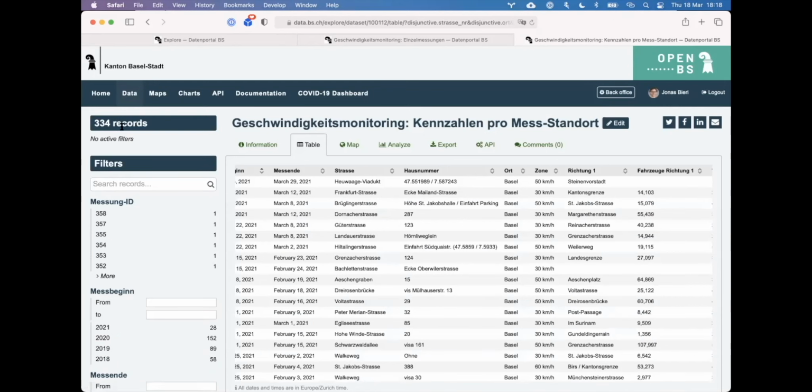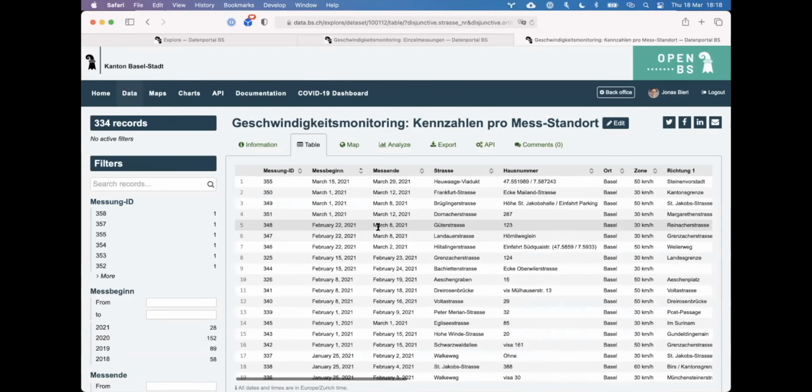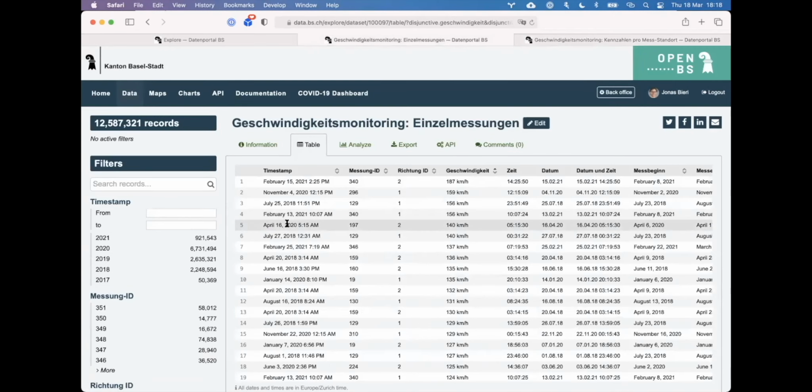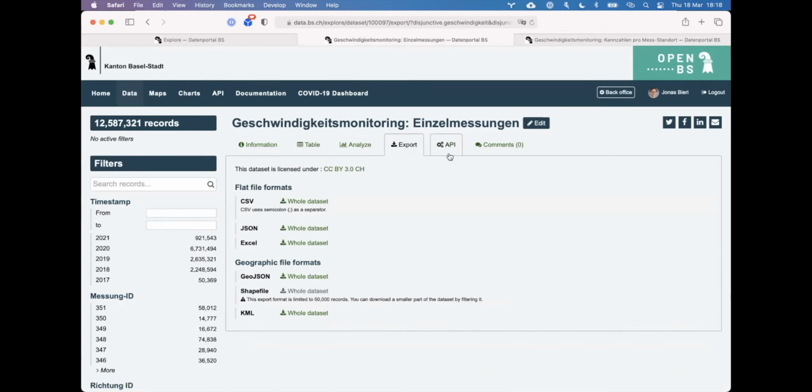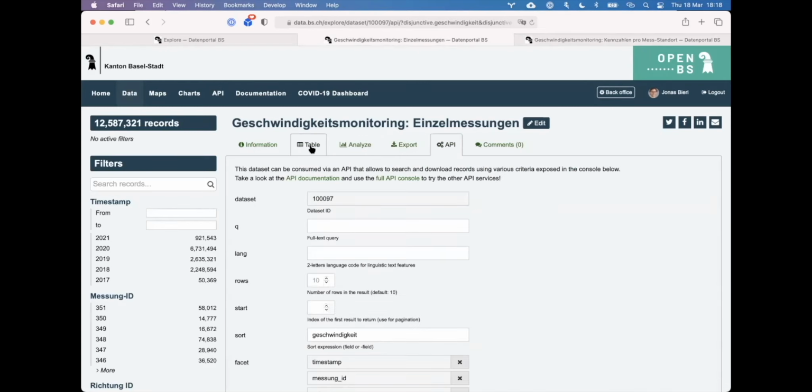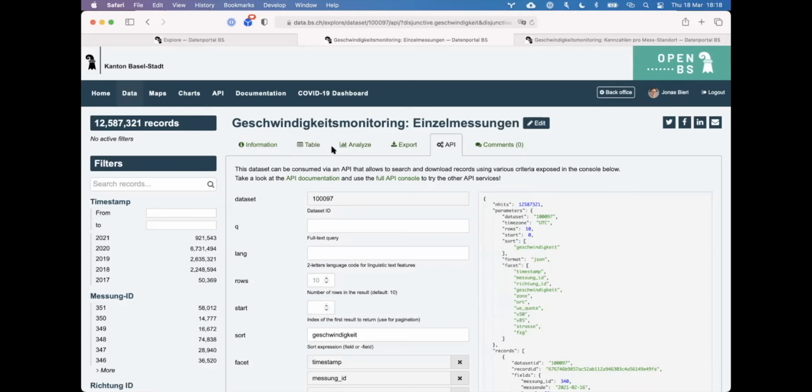So you can use these data, and all in all, how many do we have? How many measurements? 334 of these measurements that lasted a couple of weeks. And these resulted in 12.5 million single vehicles being measured there. Cool. So you can export this data, or you can use the API and do whatever you want with it. You can create a visualization or a statistic, or go ahead and ask your own questions to answer them with this one.